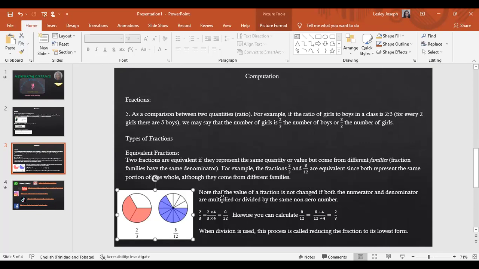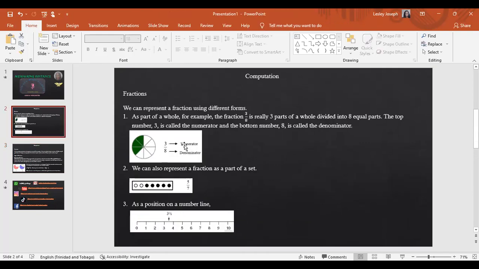Now, what we have to understand is that when dealing with equivalent fractions, although this is what makes the denominator different, if you recall in the first slide, the denominator is the amount of parts that the whole is divided into, and the numerator is the amount of parts that we are using from that whole. So that's how we get 3 out of 8.